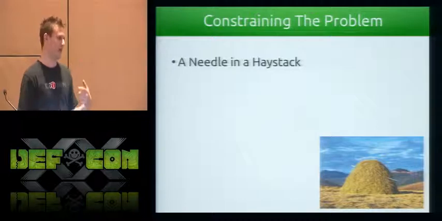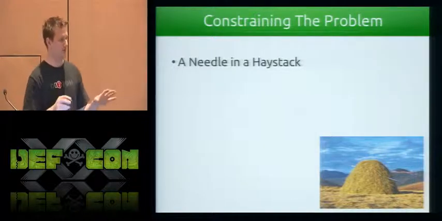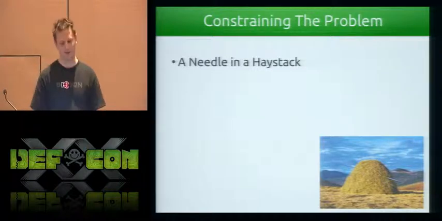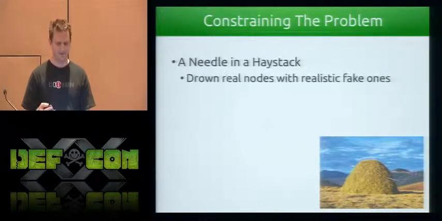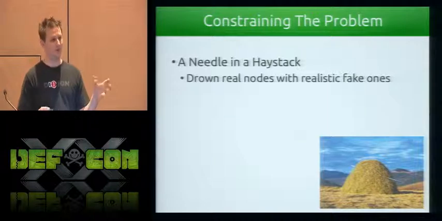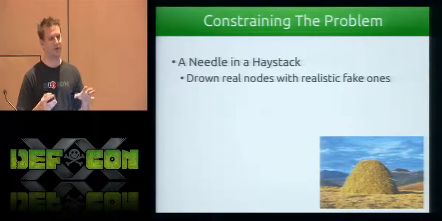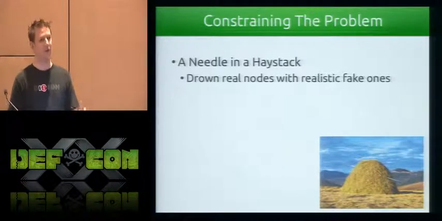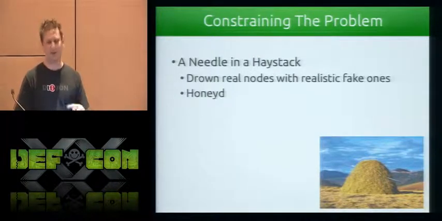So we're going to try to make finding your real network nodes in some private network like finding a needle in a haystack. A picture of a big needle inside of a haystack. What we're going to do is drown out the real nodes of your network with realistic looking fake ones. I say realistic looking only from the network perspective, but not necessarily in other ways.